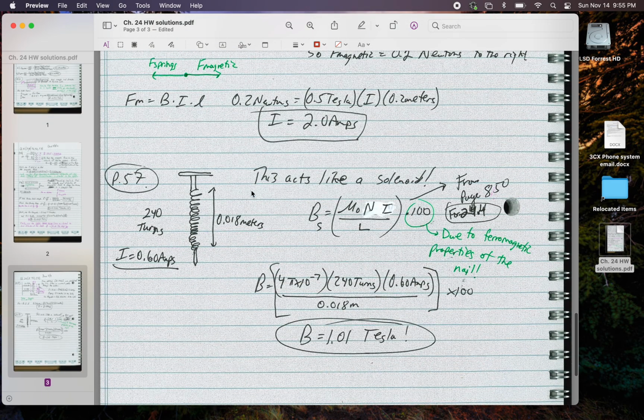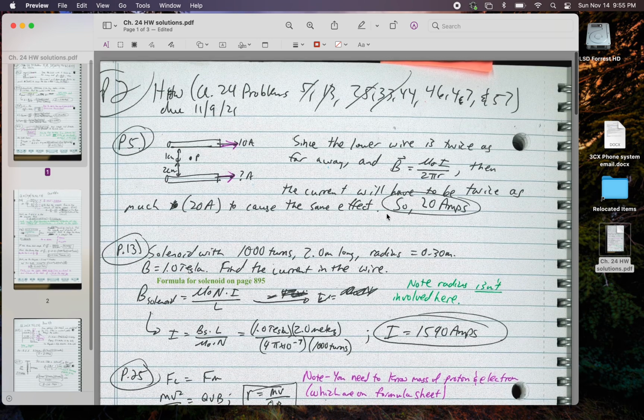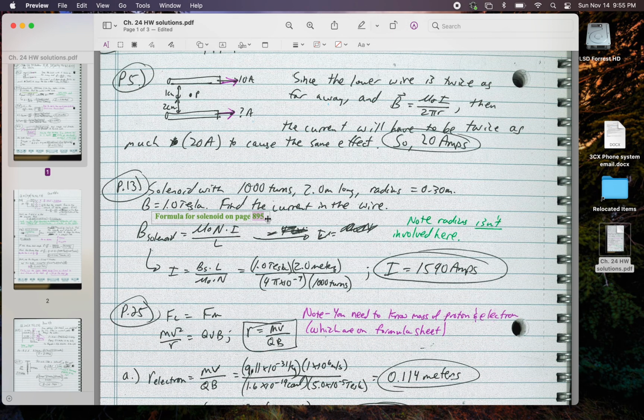It said that the ferromagnetic properties of the nail multiplied the field strength by 100 compared to what it would otherwise be. So basically, this is figuring out the field strength: vacuum permeability, 4 pi times 10 to the negative 7th, turns per meter, and the current. So I'm going to go back and fix this, because it is page 850.